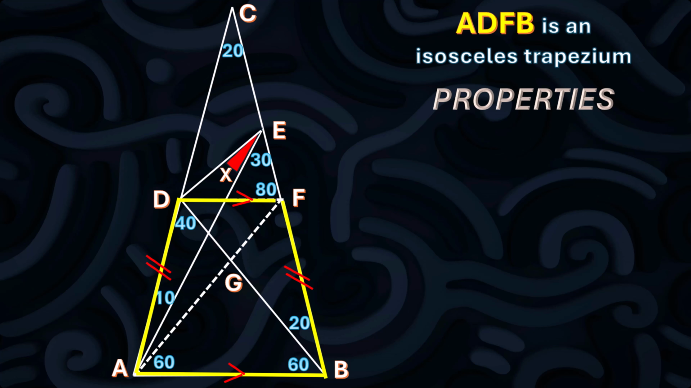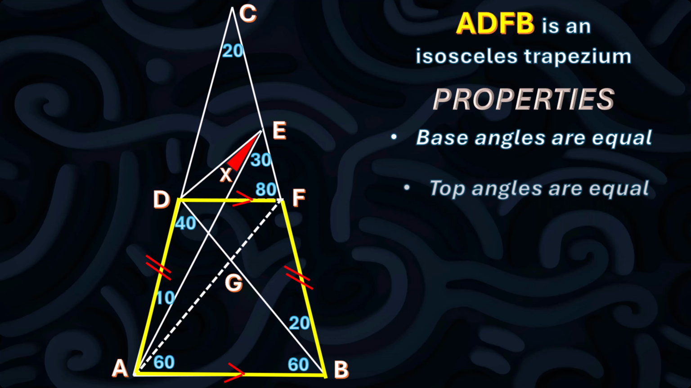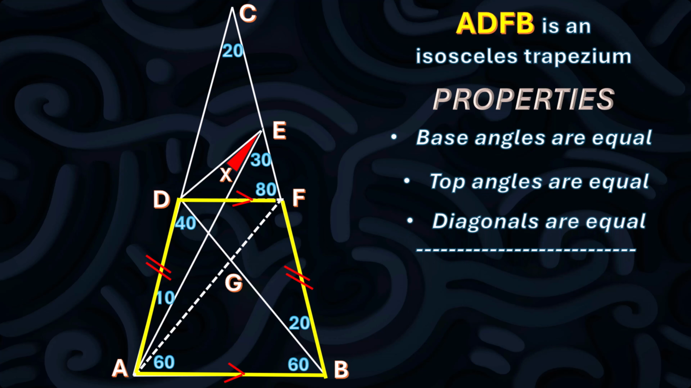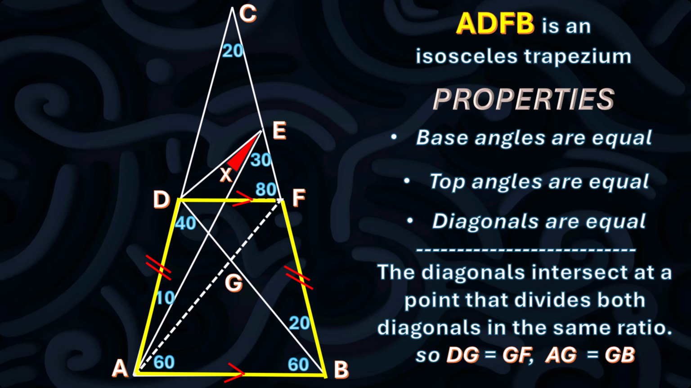Now, an isosceles trapezium has certain properties. The base angles are equal, the top angles are equal, and the diagonals are equal. Further, the diagonals intersect at a point that divides both of them in the same ratio. So DG equals GF, and AG equals GB.